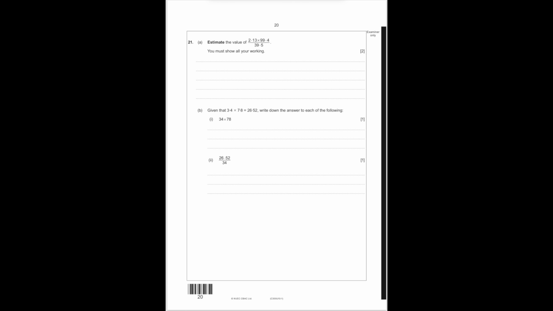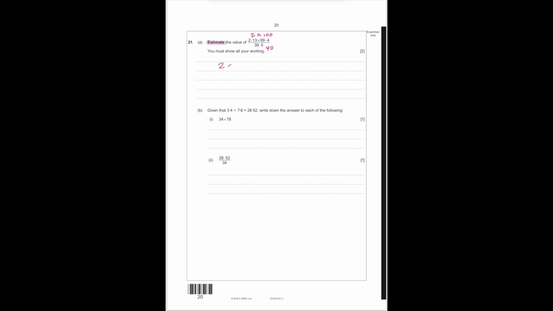21A, estimate the value of the sum, show all of your working. So when we're estimating, it's making our lives a little bit easier. We round everything to one significant figure and then carry out what we hope is a simpler calculation. So I'm going to round 2.13 to 2. I'm going to round 99.4 to 100, and then I'm going to round 39.5 to 40.